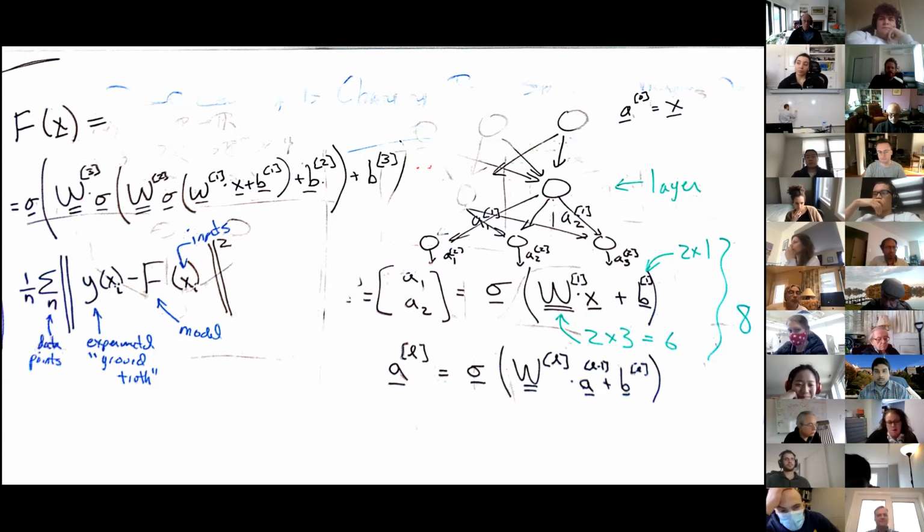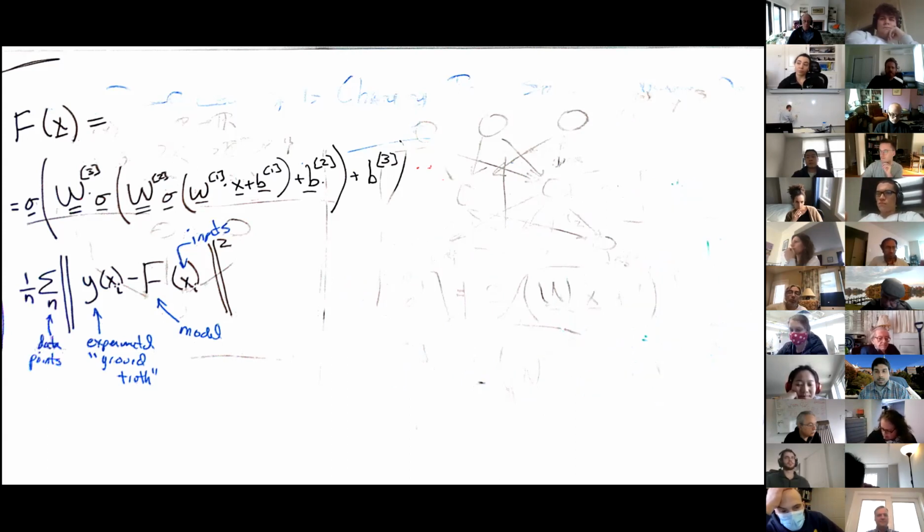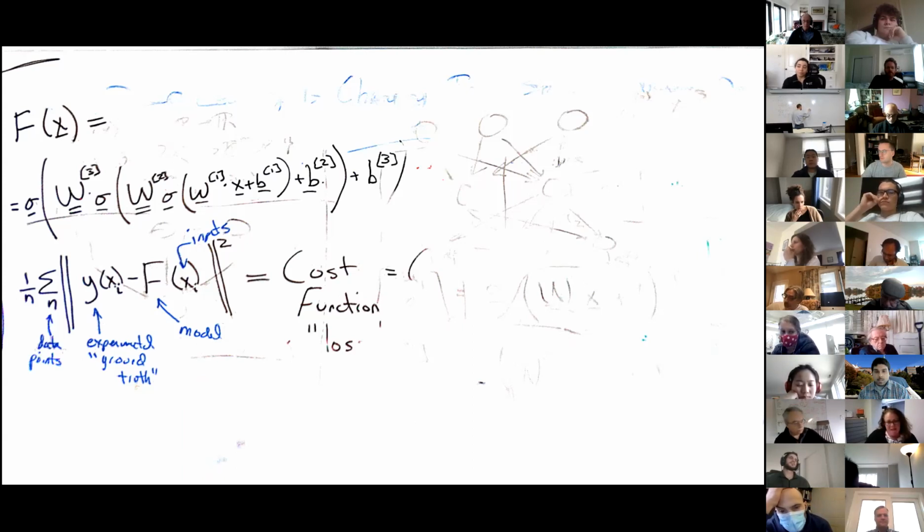This is called our cost function, or the loss. It's how much error there is between our model and the experiments. And this is essentially, C is a function of the set of all of the W's for each layer and the B's for each layer.